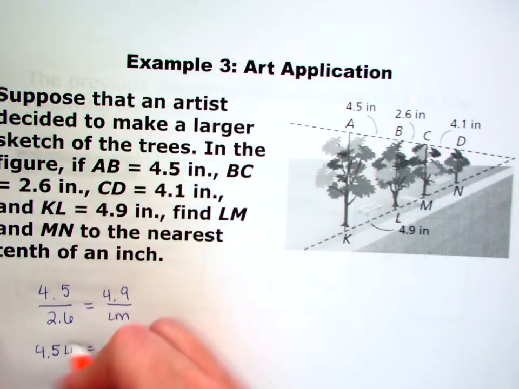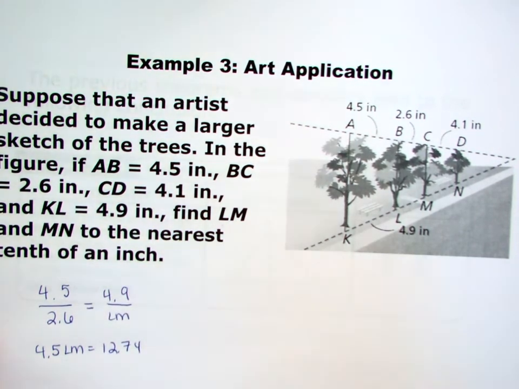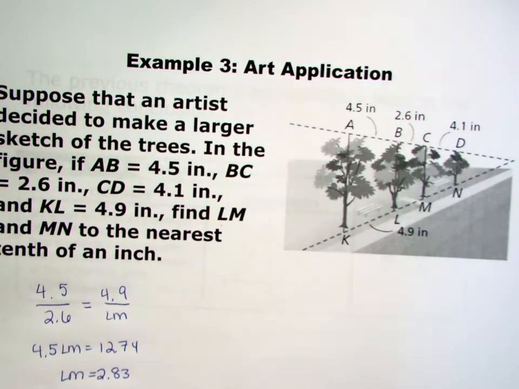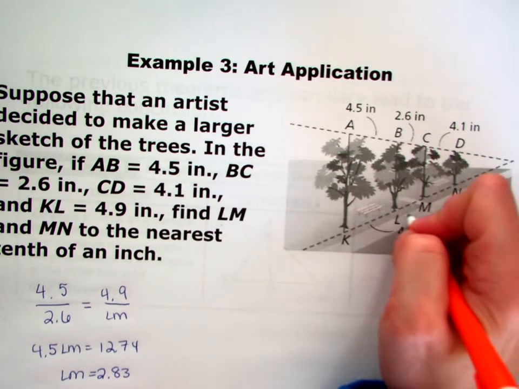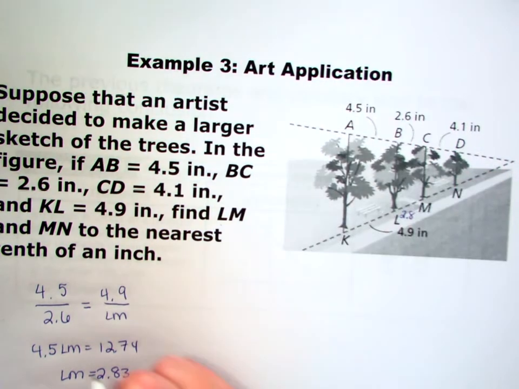And that will give you 12.74. And then we'll divide both sides by 4.5 to find out that LN is about 2.83 inches. And then we're going to do the same thing. So we can say 2.8 or 2.83 inches.